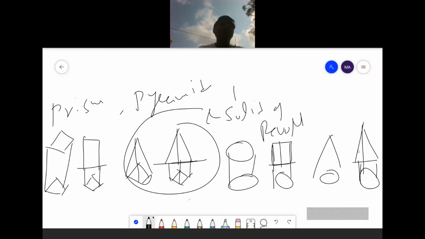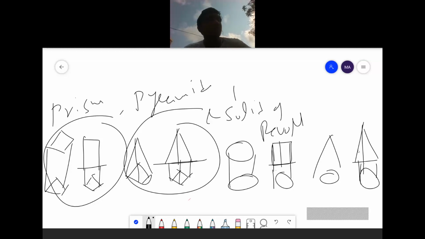These are pyramids. These are prisms. We have the square prism, pentagonal prism, hexagonal prism, triangular prism. Pyramids also have square pyramid, pentagonal pyramid, hexagonal pyramid, triangular pyramid. Whereas cylinder, we have only one, and cone also we have only one.